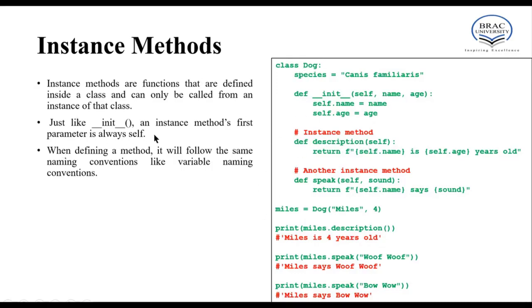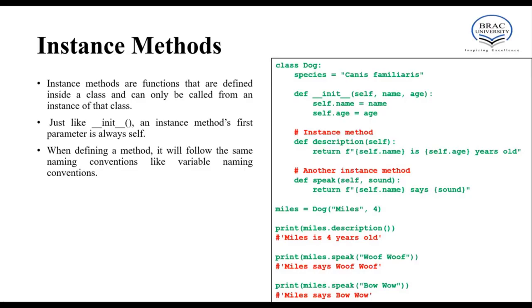So just like init and instance methods, the first parameter is always self. So here, just like init, we always need to write self. Here in an instance method, I just need to mention the parameter as self as well. So when defining a method, it will follow the same naming conventions like variable naming conventions. Just like def description, this is a method name, right? So this name will always follow the variable naming convention.